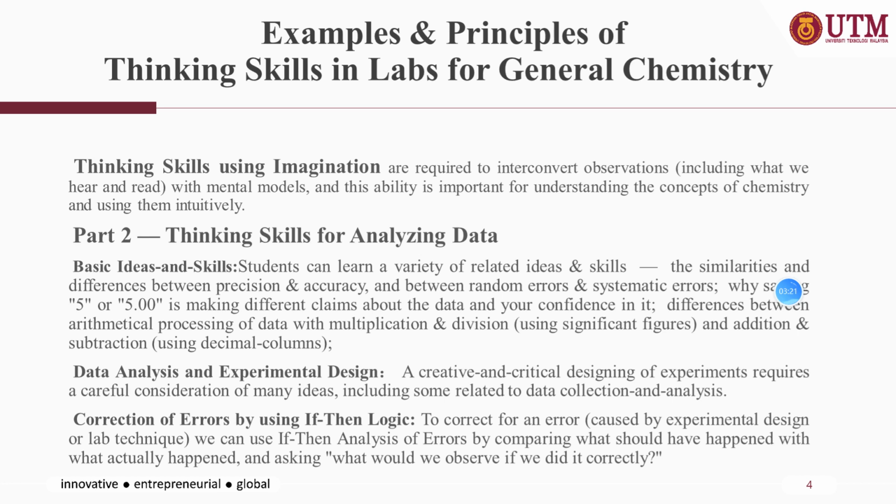Part 2, thinking skills for analyzing data. Physical ideas and skills, students can learn a variety of related ideas and skills. The similarities and the differences between precision and accuracy and between random errors and systematic errors. Why saying 5 or 5.00 is making different claims about the data and your confidence in it.